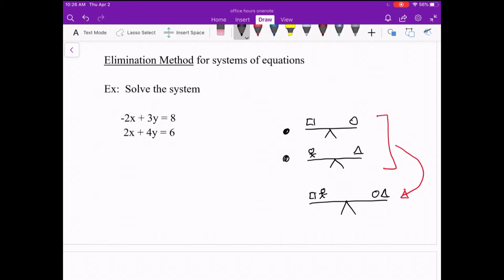We have another two items that are balanced. You could think of that as a second equation. If we combine them, it still will be balanced. The weight on this side is the same as the weight on that side. So we've got two equations, we'll combine them.